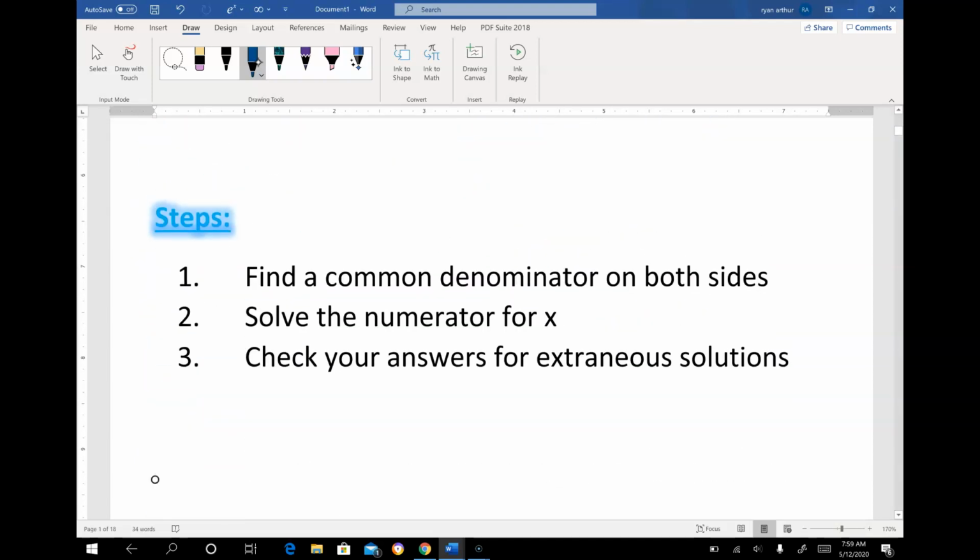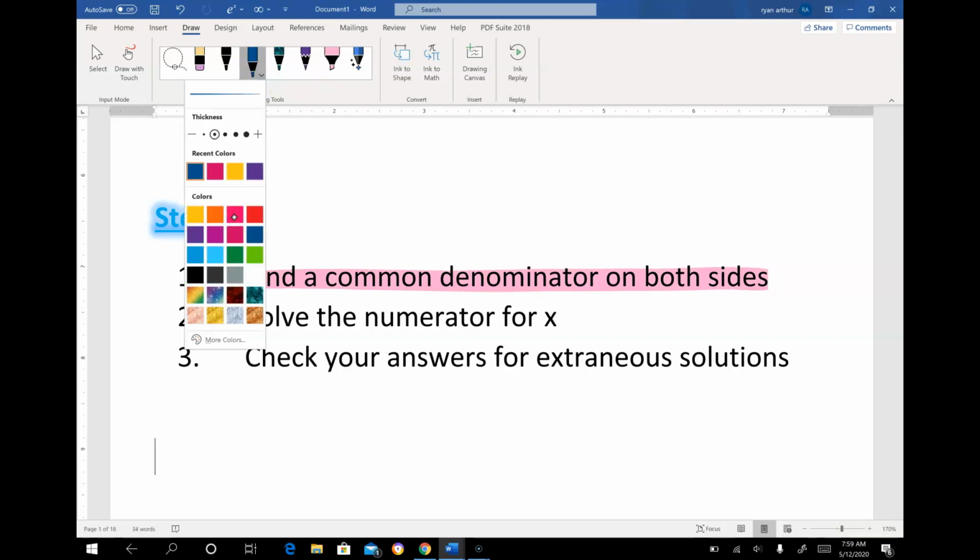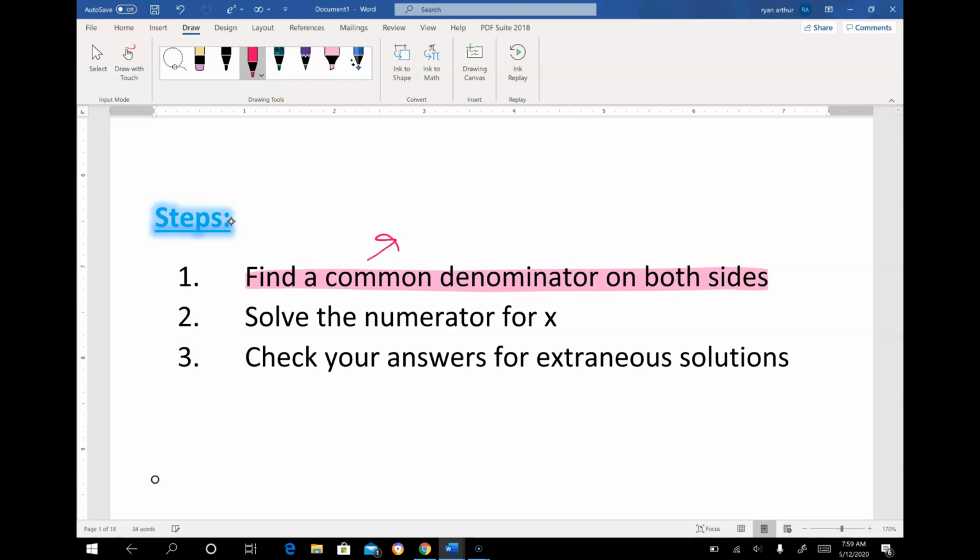Okay, so the steps. I try to make them pretty simple. Find a common denominator on both sides. This is basically you going back to your adding and subtracting rules. So you factor, you get common denominators, all that stuff. That's why I didn't feel like writing it all over again, because we've gone over those steps. We should have those steps memorized.